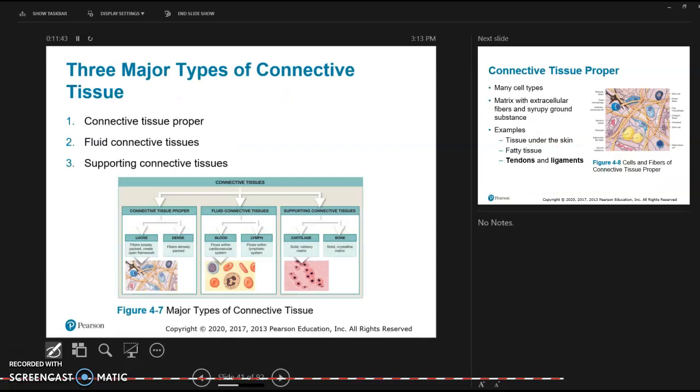This is a diagram that kind of helps you understand the classifications of the types of connective tissue. So connective tissue is divided into 3 groups: connective tissue proper, fluid connective tissue, and supporting connective tissue. Connective tissue proper can be loose or dense. Fluid is either blood or lymph, and supporting is cartilage or bone.